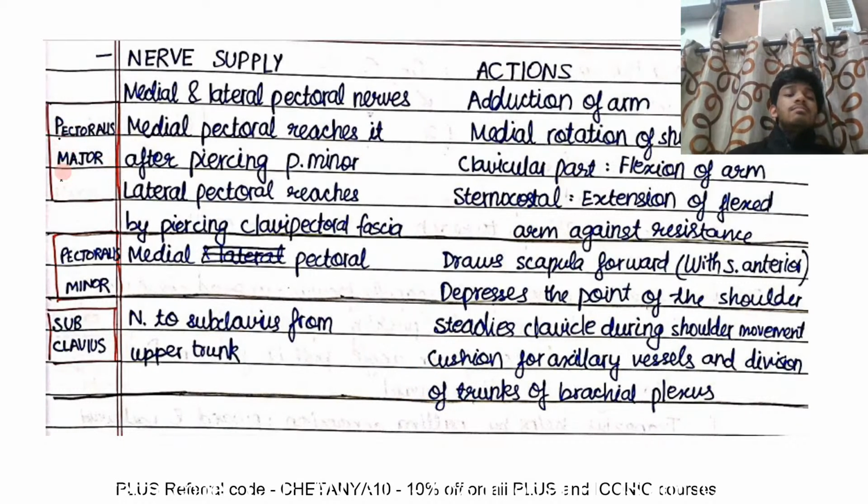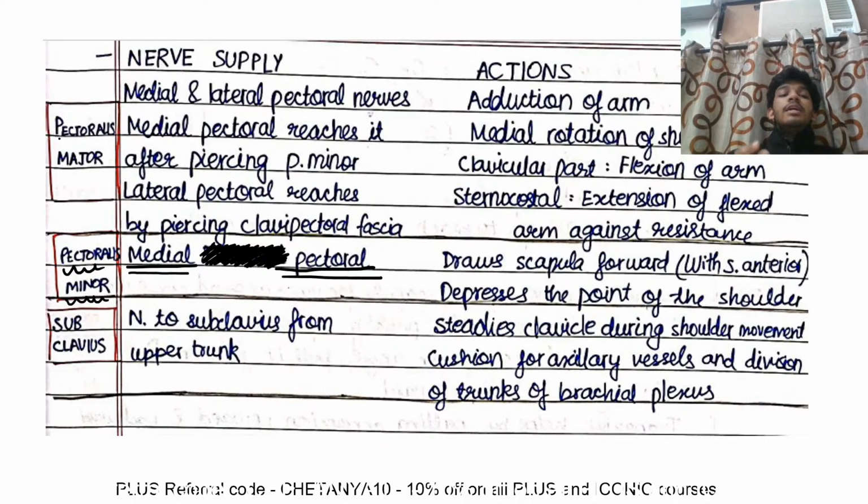So the pectoralis minor muscle is pierced by a single nerve, and that nerve is the medial pectoral nerve. Right? So remember, the pectoralis minor is supplied solely by a single nerve. It's given wrong in your BD Chaurasia that it's supplied by two nerves. It is only supplied by the medial pectoral nerve.